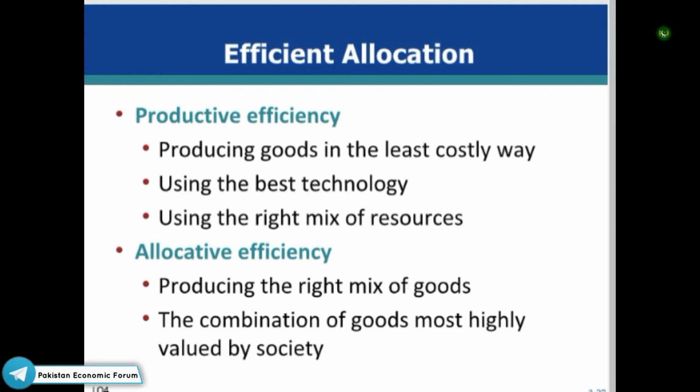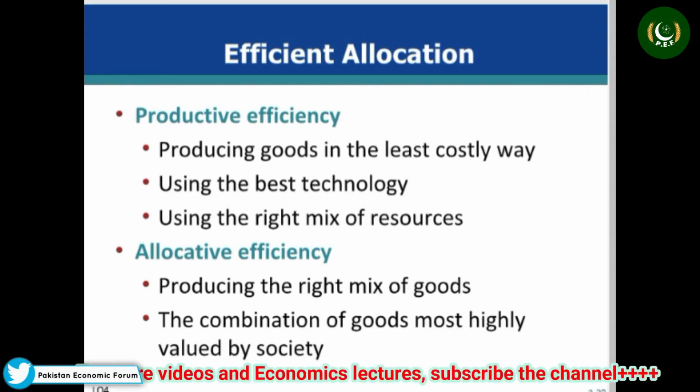Productive efficiency can occur without allocative efficiency. Goods can be produced in the least costly method without being the most wanted by society. Allocative and productive efficiency occur at the equilibrium price and quantity in a competitive market.